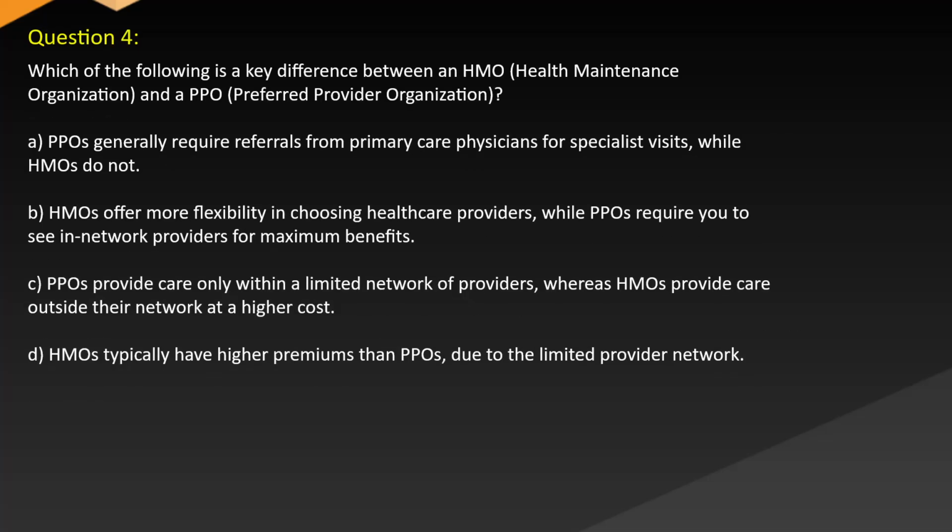Question 4. Which of the following is a key difference between an HMO, health maintenance organization, and a PPO, preferred provider organization? A. PPOs generally require referrals from primary care physicians for specialist visits, while HMOs do not. B. HMOs offer more flexibility in choosing healthcare providers, while PPOs require you to see in-network providers for maximum benefits. C. PPOs provide care only within a limited network of providers, whereas HMOs provide care outside their network at a higher cost. D. HMOs typically have higher premiums than PPOs due to the limited provider network.